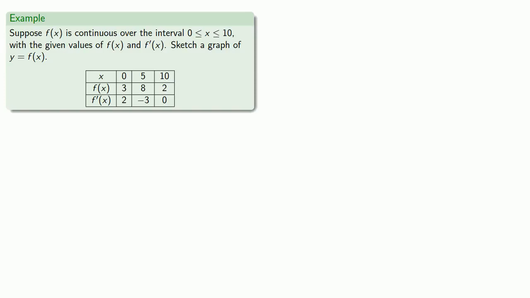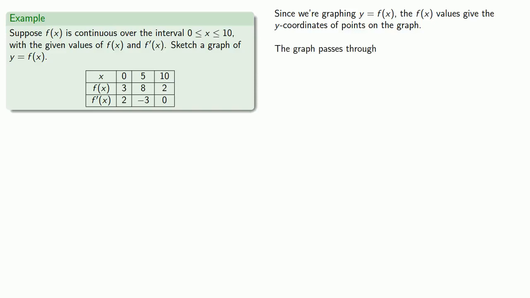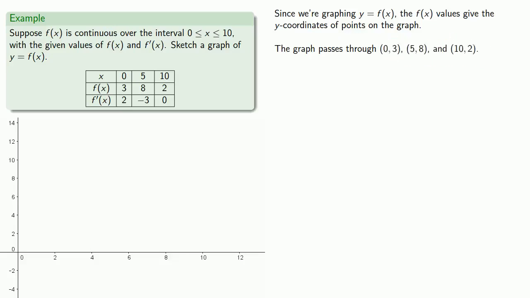In particular, we are given a bunch of information about f of x and f prime of x. Whatever the sketch of our graph looks like should take into account all of the information given. So where can we start? Since we're graphing y equals f of x, the f of x values give the y coordinates of points on the graph. And so we know that the graph passes through the points (0, 3), (5, 8), and (10, 2). So let's start by plotting these points.